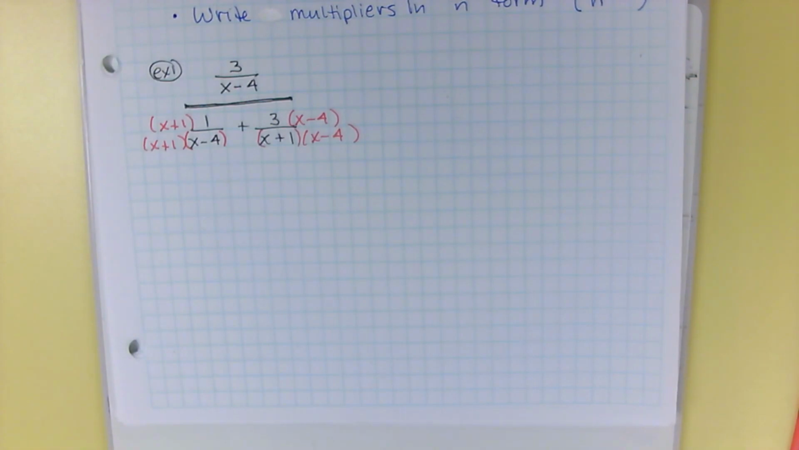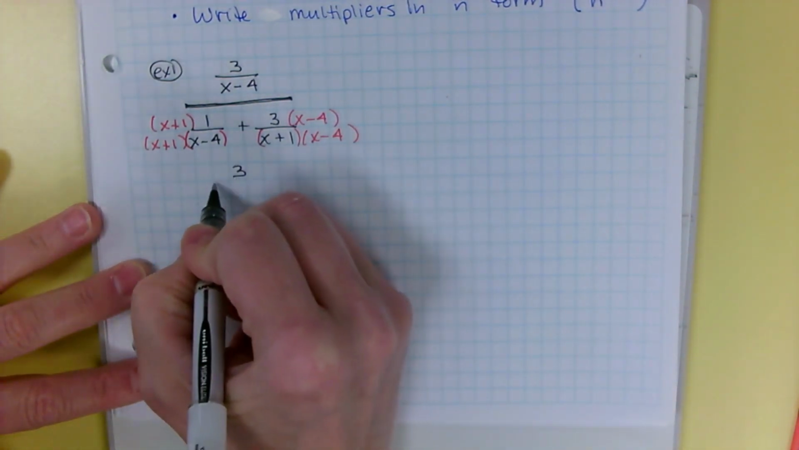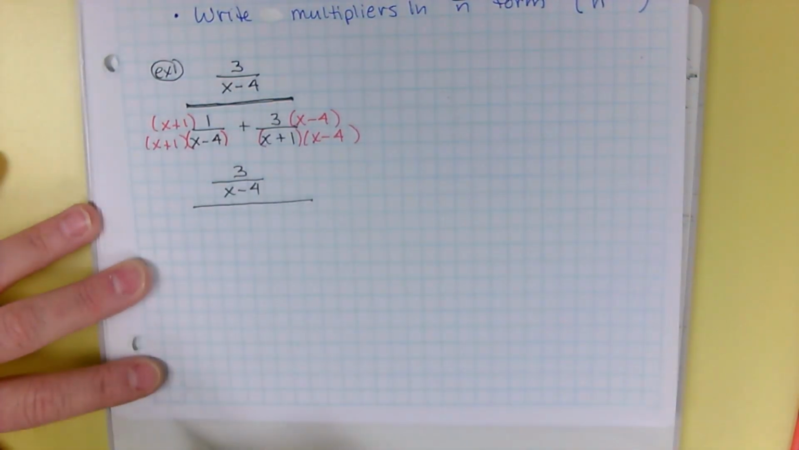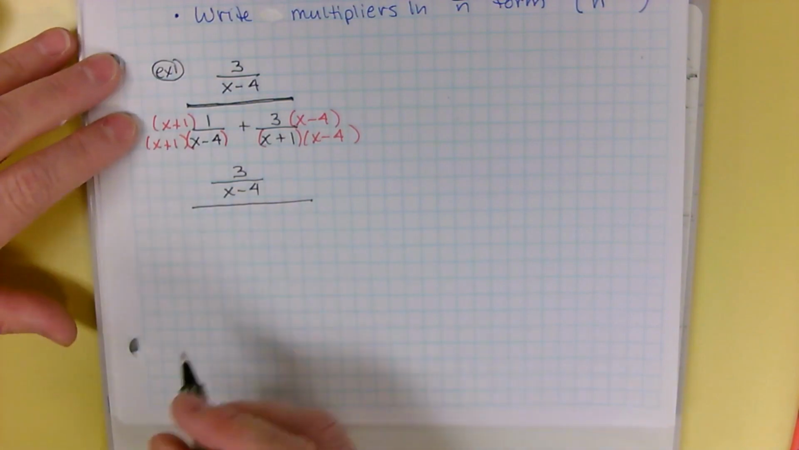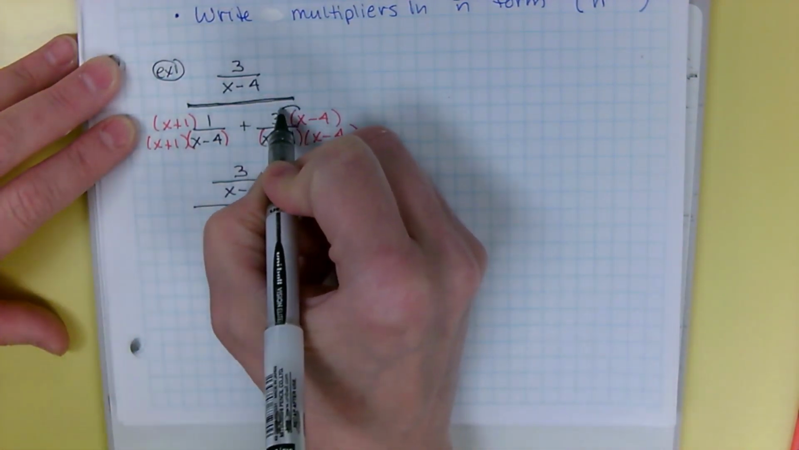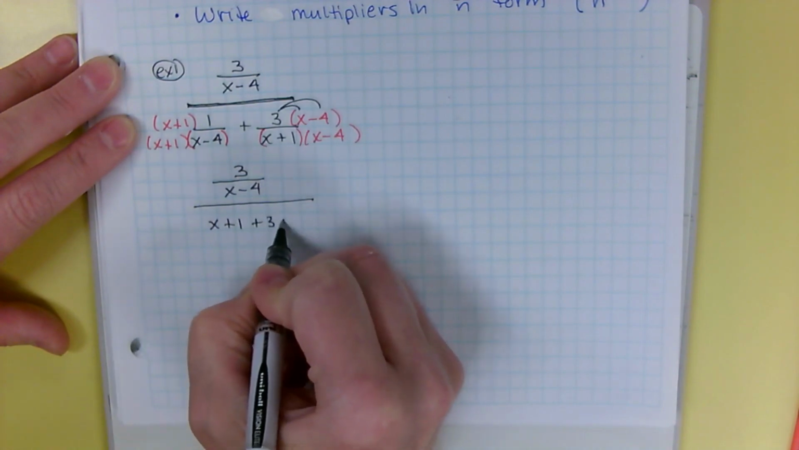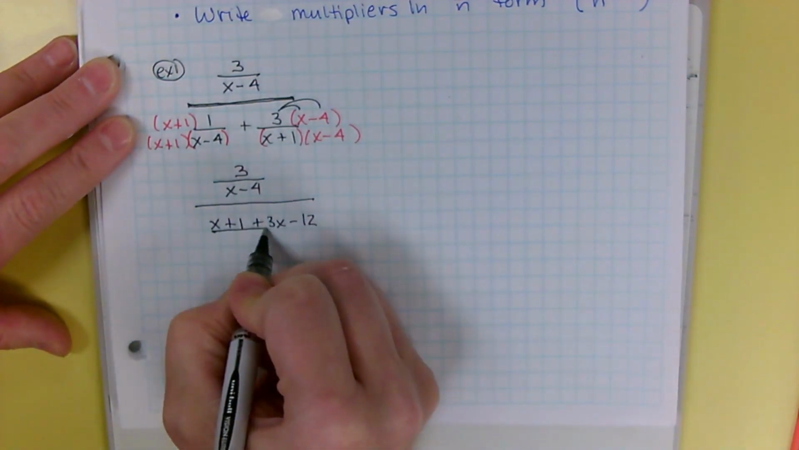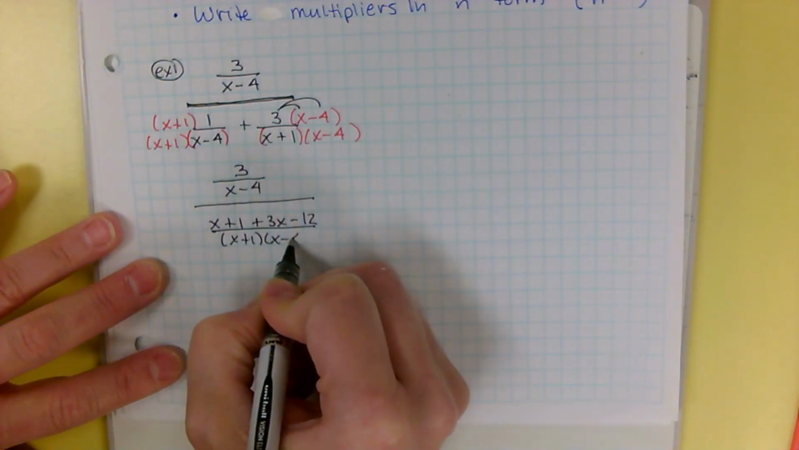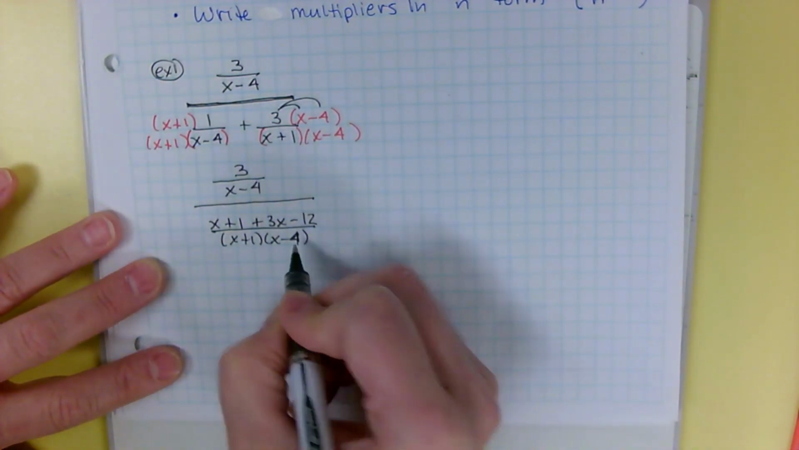Now that the bottoms match, I can add the tops over one bottom. So let's just recopy the top, 3 over x minus 4 all over, and then I'm going to put the tops together. So I have x plus 1, and then let's go ahead and distribute this 3, plus 3x minus 12, all over one bottom, x plus 1, x minus 4.